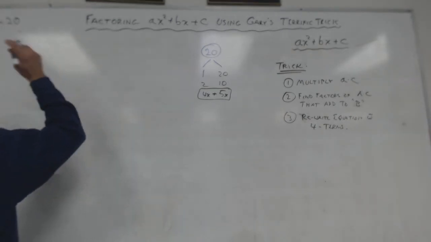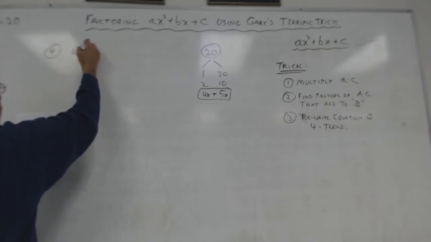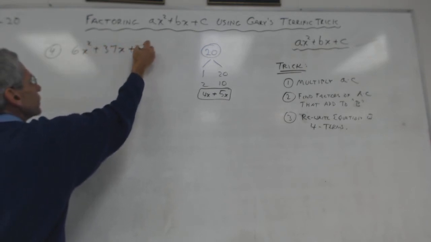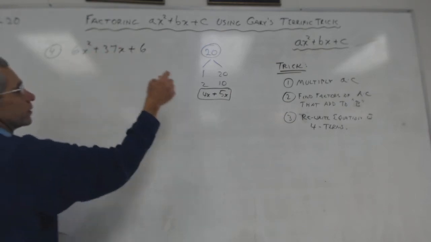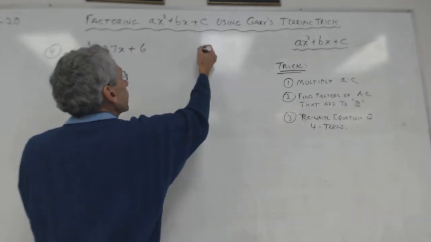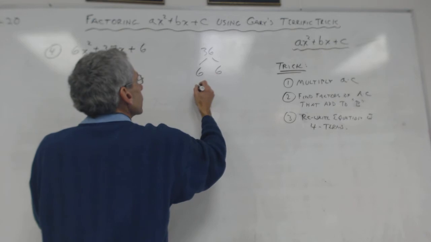Somebody said number 4 on the homework. All right, 6x squared plus 37x plus 6. Let's stay together and really focus, and you guys tell me how to do it. 6 times 6 is 36. Wait a minute. 36 times 1 is 36, but 36 plus 1 is also 37.